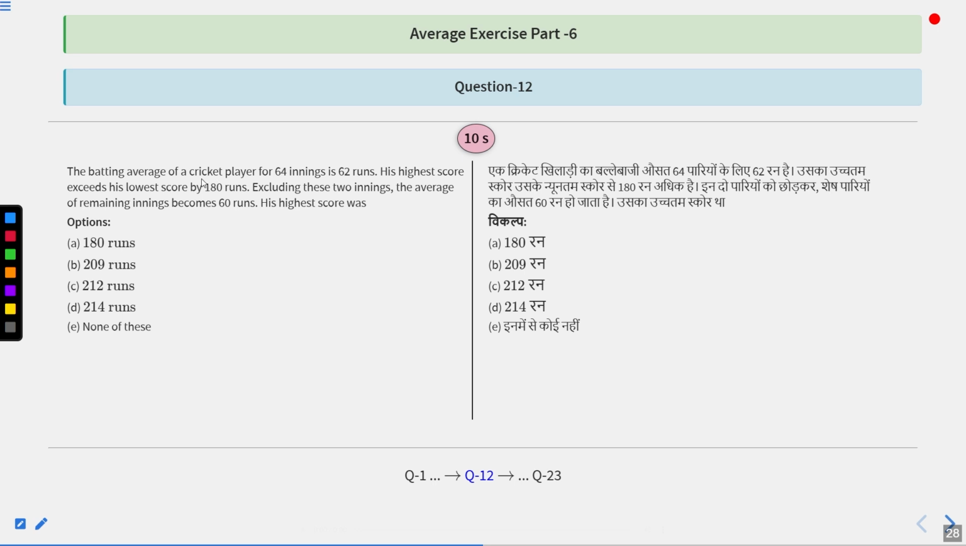The batting average of a cricket player of 64 innings is 62 runs. His highest score exceeds his lowest score by 180 runs. Excluding these two innings, the average of remaining innings becomes 60 runs. His highest score was? You have 5 options and 10 seconds to analyze the question. Your time start now.